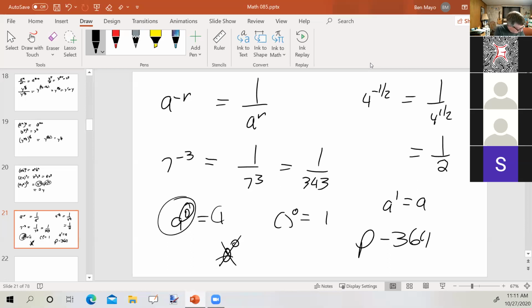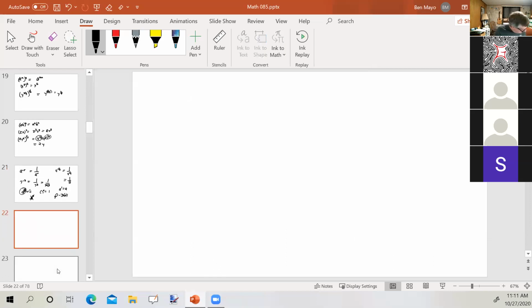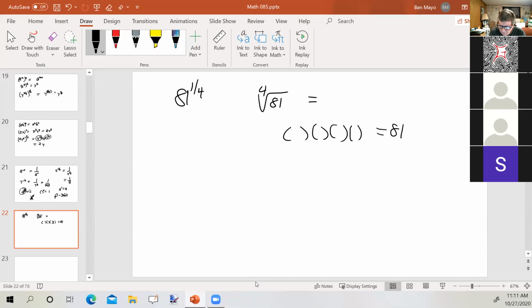Anyway, I want to take a look at a few problems here applying these rules. Let's say we've got 81 to the 1/4 power. So that's the same thing as the 4th root of 81. What would that equal? So what times itself times itself times itself is 81? Well, is it 1? 1 times 1 times 1 times, no. What do you think, Roger? I think it's 3. 3, yeah, it's 3. So 81 to the 1/4 power is 3. The 4th root of 81 is 3.